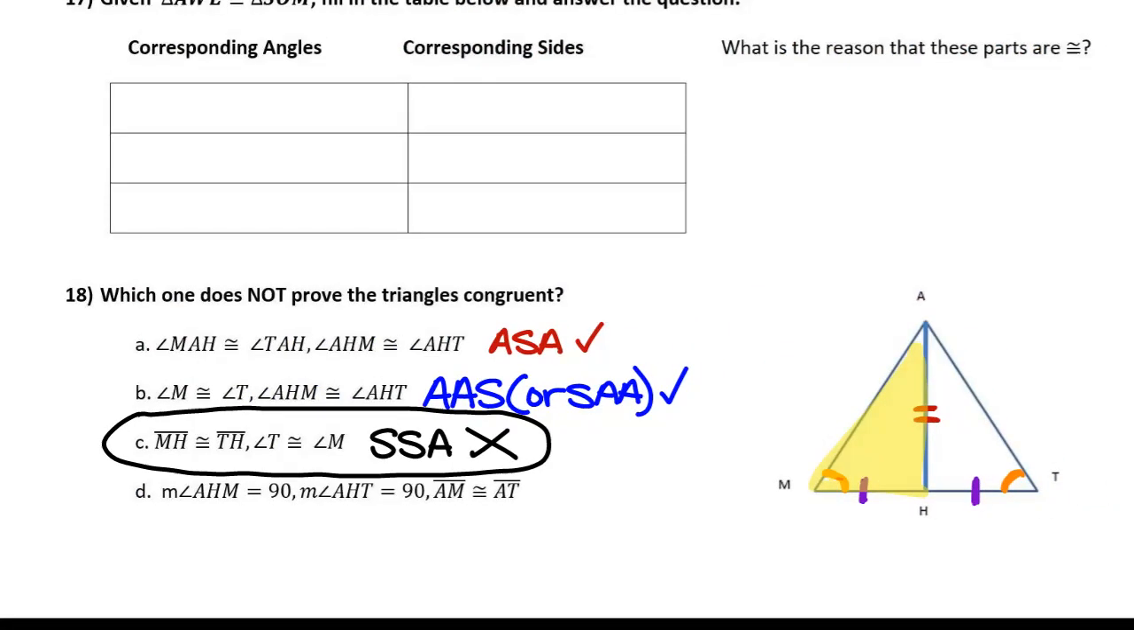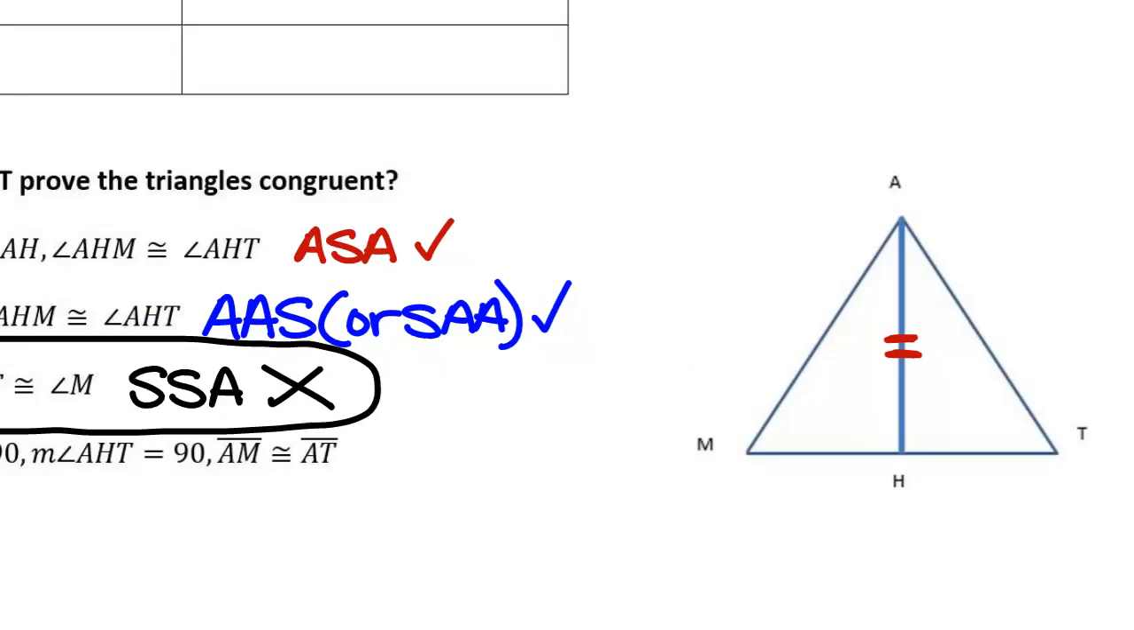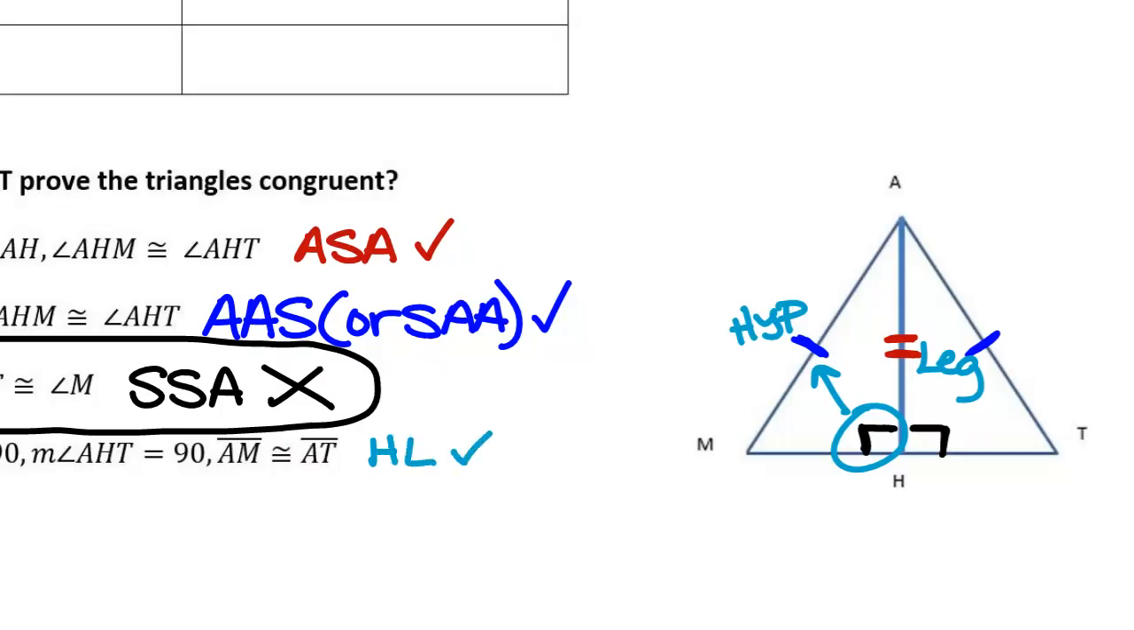Let's look at why D does. D says angle AHM is 90 degrees, so right here. And angle AHT is 90 degrees. And then AM is congruent to AT. That also looks like angle, side, side. Why is this one not angle, side, side? Because of this right angle right here. Whenever we see angle, side, side, but it's a right angle, that means this is a situation where we have hypotenuse, leg. So this one would be HL, which does work.